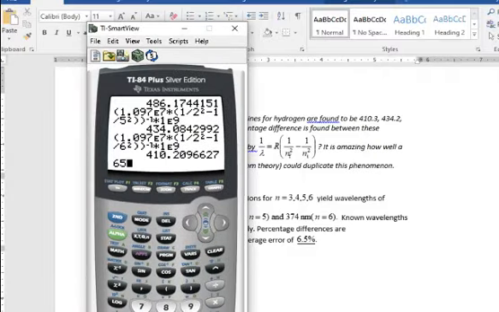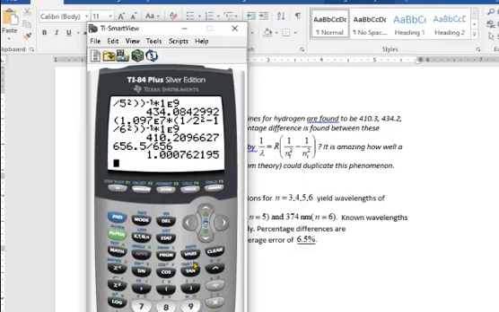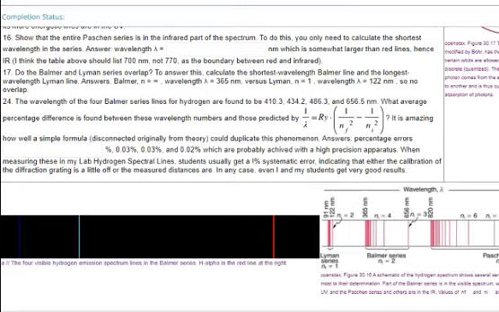And this is the way to do it. 656.5 compared to 656. Ignore the 1 in the front. And then the percent would be here. This would be 1%, this is point something still. 0.07 or 0.08% would be the answer in this one here. So again, I don't know how they came up with that percent.